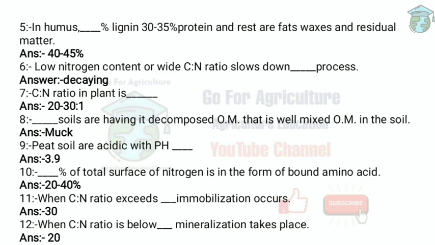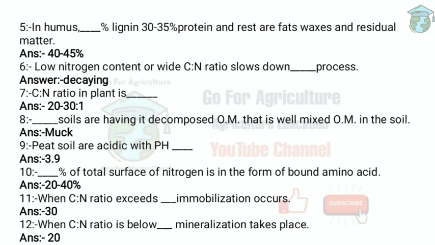Which soil contains decomposed OM, that is well mixed OM in the soil? Muck soil. So muck soils have highly decomposed and well mixed organic matter, whereas in peat soil most organic matter is partially decomposed. Now peat soil has a pH of 3.9, which is acidic, and it contains 10 to 40 percent organic matter.